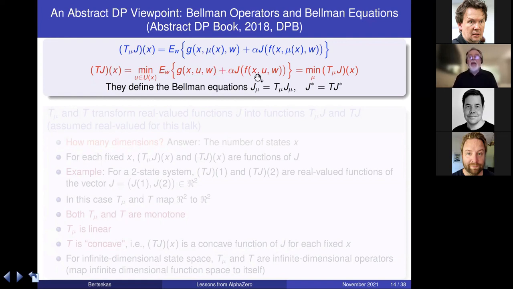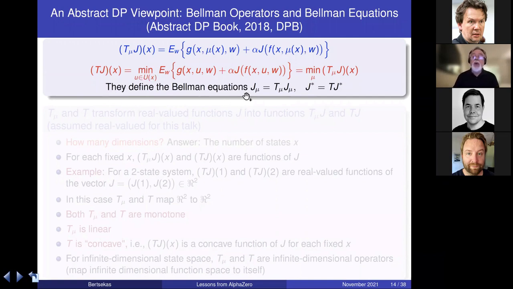And there's also the min Bellman operator, which is the one that appears at the right-hand side of Bellman's equation. And it involves minimization here over all controls. And if you take these values here and minimize over mu, what you get is TJ of x. Again, J is a function of the state. TJ is also a function of the state. So this is a functional, this is an operator mapping functions into functions.